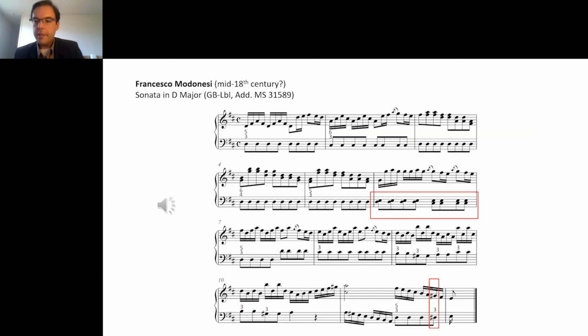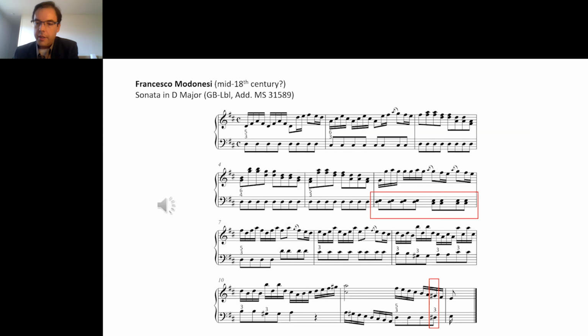Going back to the northeast, I would like to show an example by Giovanni Francesco Modonesi. Almost nothing is known about him, except that a sonata by him is found in an 18th century manuscript in Bologna, which contains, apart from this sonata, pieces by the Bolognese composer Giovanni Battista Predieri, who was mainly active in the second quarter of the 18th century.